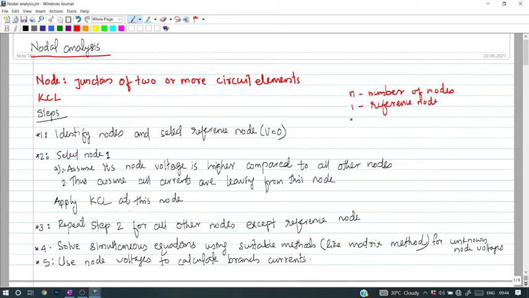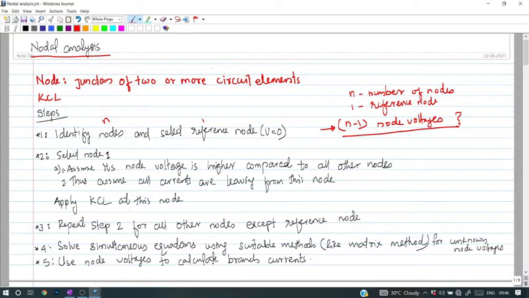So by means of nodal analysis, we need to identify n minus 1 node voltages. So the first step is identification of nodes. How many nodes are there? N nodes are there. And among these, we need to select one reference node. So totally, we need to identify n minus 1 node voltages using nodal analysis. Here we need to identify all node voltages, that is n minus 1 node voltages, with respect to the reference node. Usually we select a node having more elements connected as the reference node. It is not compulsory to choose in that manner.